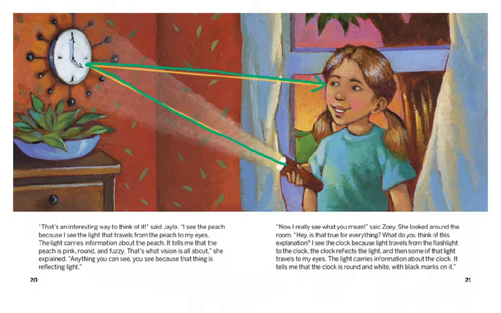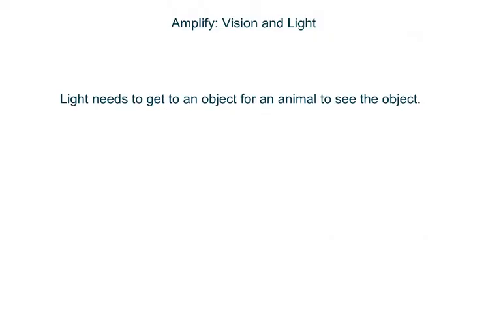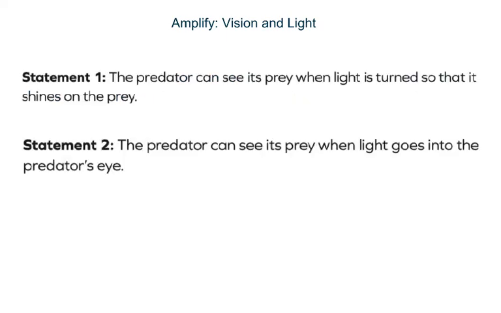Let's also consider what we learned from the model and the sim. Our big idea here is that light needs to get to an object for an animal to see the object. In today's activity, you are going to use the sim and the student's app page again to help you. First, let's think. How does light allow an animal to see something?